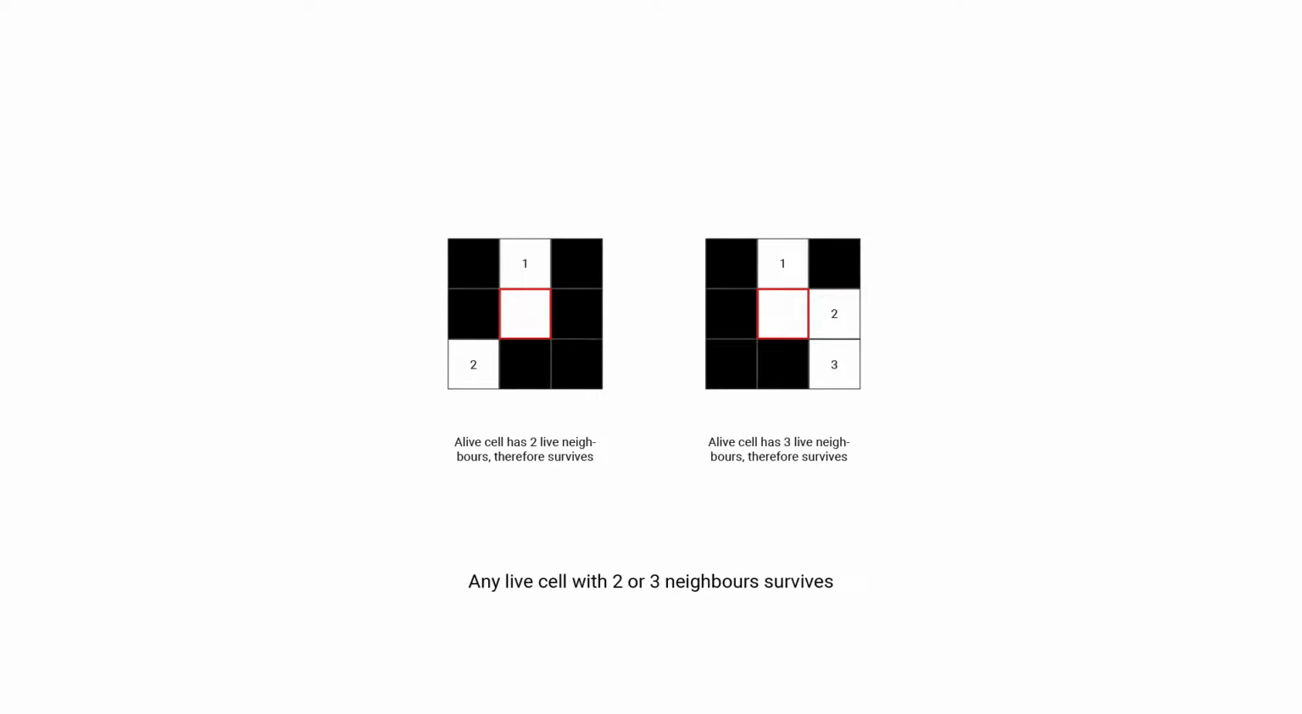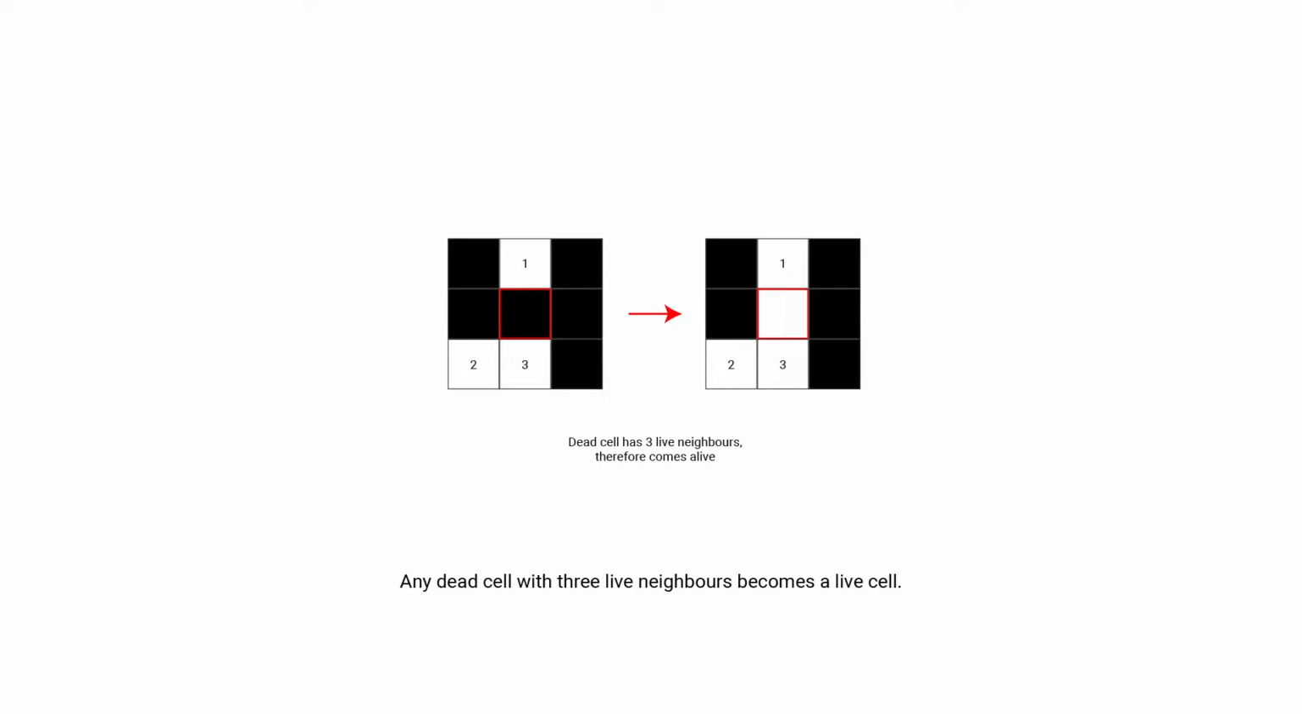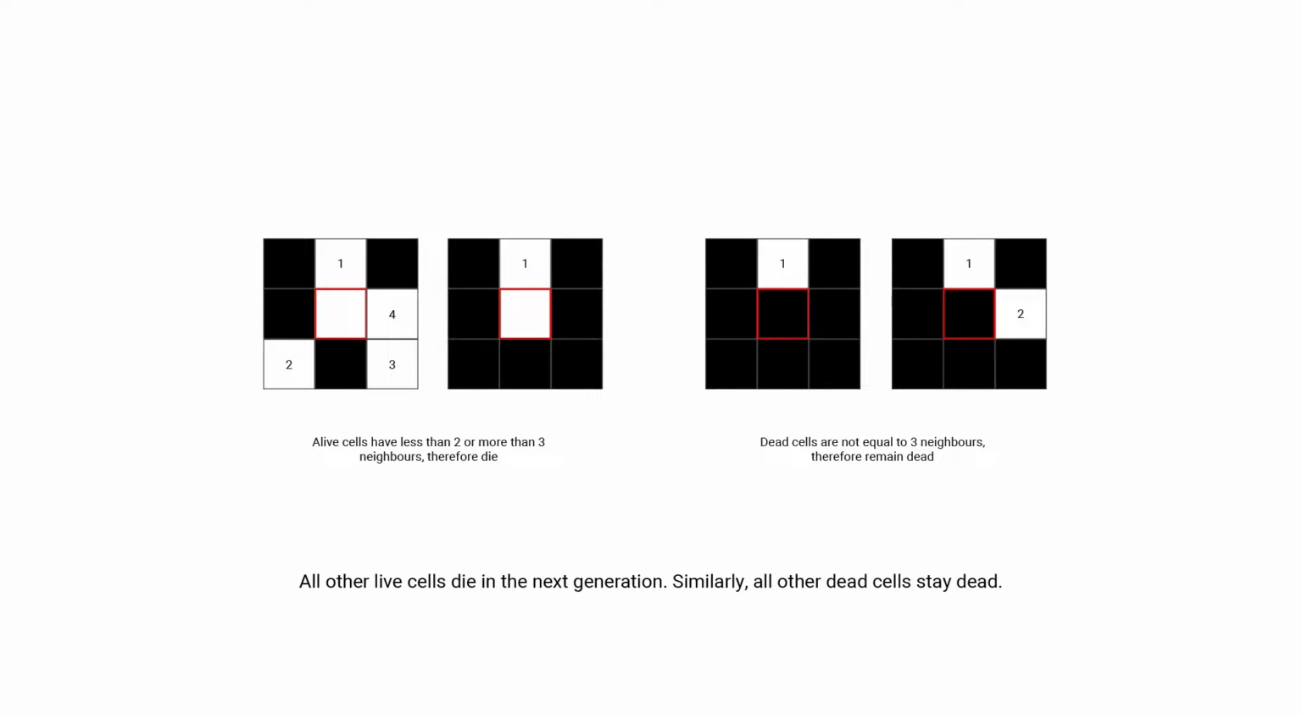Let's talk through these rules. Any live cell with two or three neighbours survives. Any dead cell with three live neighbours becomes a live cell. All other live cells die in the next generation. Similarly, all other dead cells stay dead.